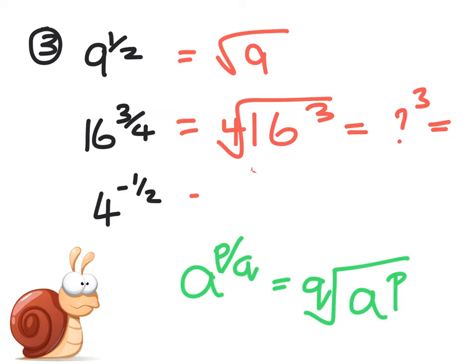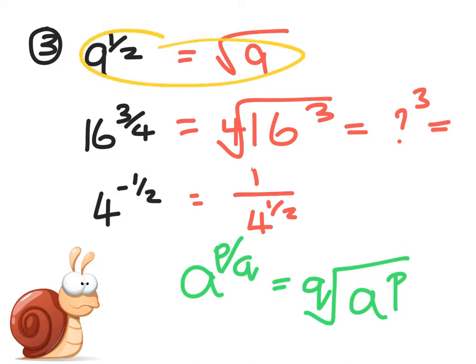The last part, notice that we've got a negative sign here. What does the negative sign mean? The negative sign means we do it as 1 upon. So that's 1 upon 4 to the power a half. You know what the power a half is. We just did it up here in the first question. Do it for that part and you're done.